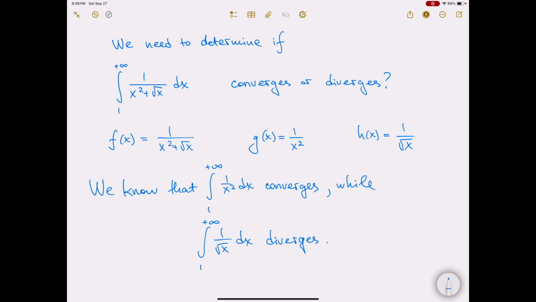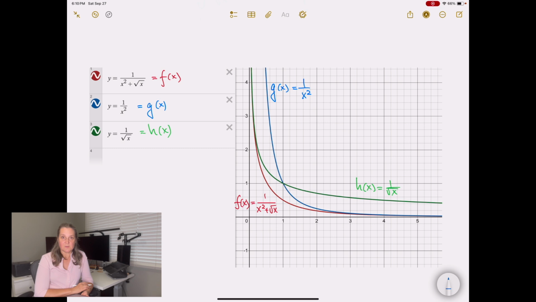Alternatively, if instead of integrating the function 1 over x squared plus square root of x, I could integrate 1 over square root of x, then I would be able to determine that improper integral as a divergent one. So how do I know if our function f of x behaves more like the function g of x or h of x? Let's graph those three functions and compare them.